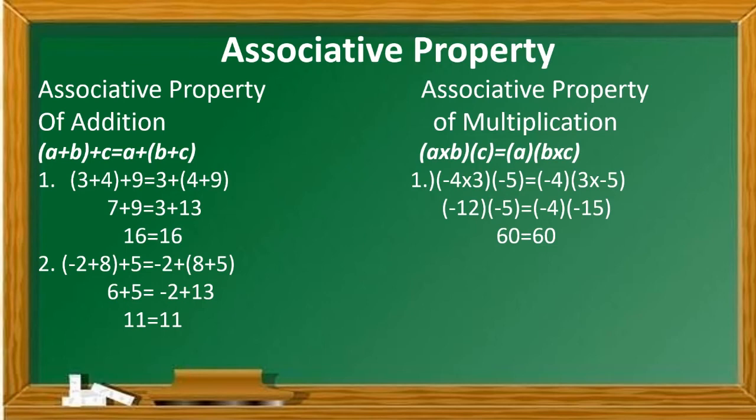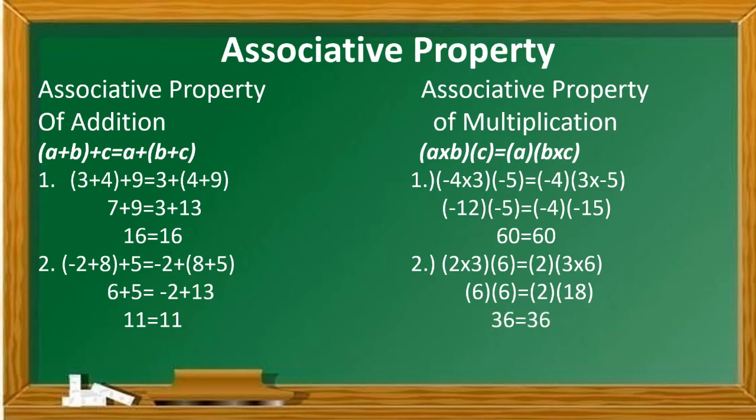Another example is the quantity of 2 times 3, multiplied to 6, is equal to 2 multiplied to the quantity of 3 times 6. 2 times 3 is 6, times 6 equals 2 multiplied to the product of 3 and 6, which is 18. 6 times 6 is 36, equals 2 times 18 is 36. So, 36 is equal to 36.